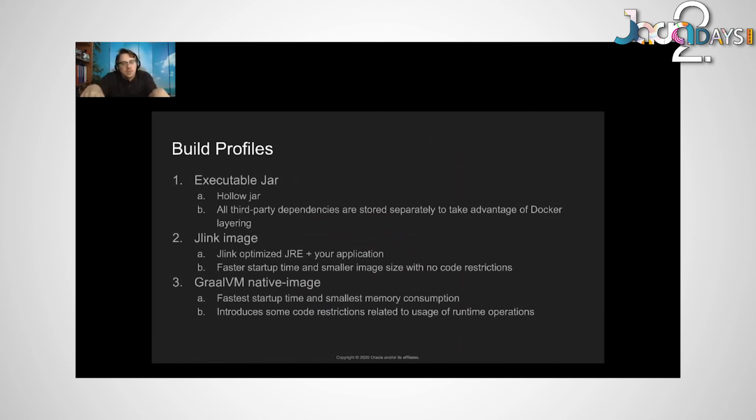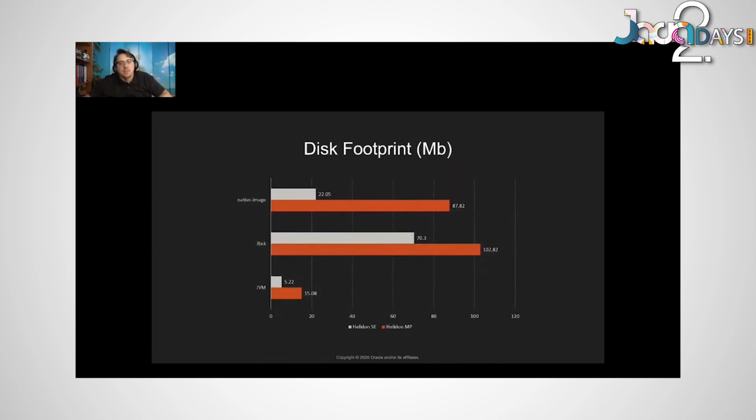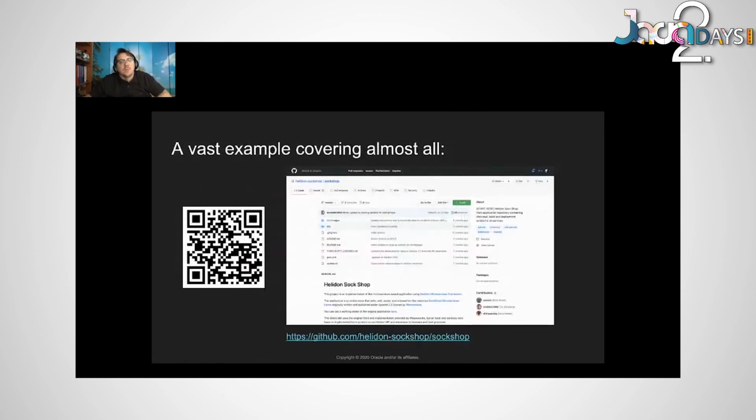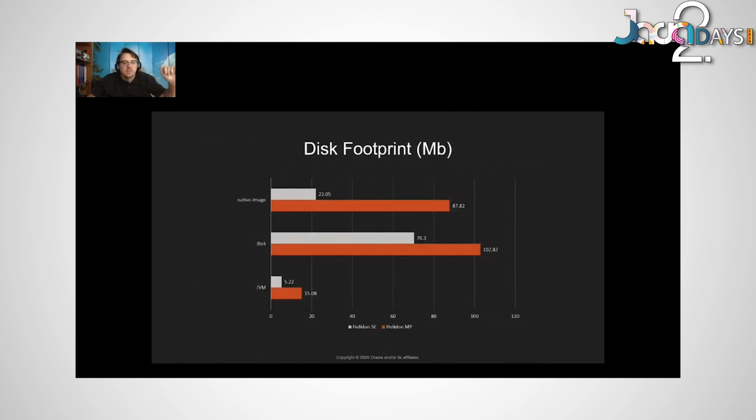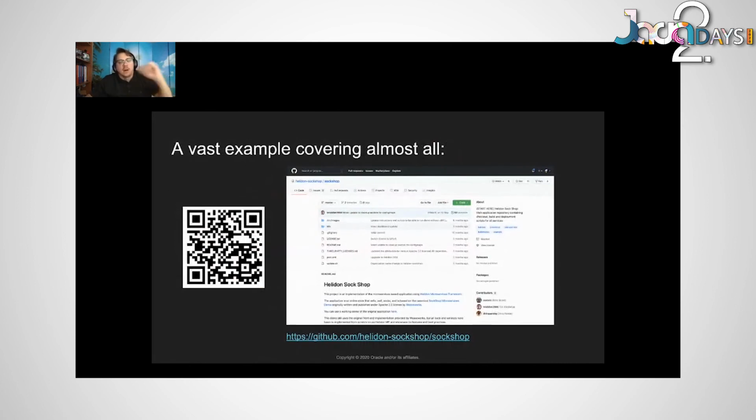Everything I said is GraalVM native image compatible. I won't do this now because it would take a bunch of time to compile both the MP and SE samples. You just make a Maven profile for native image, and you're there. You have an application which is native image ready. Everything is native image compatible. The footprints are very small, as you see, just megabytes.